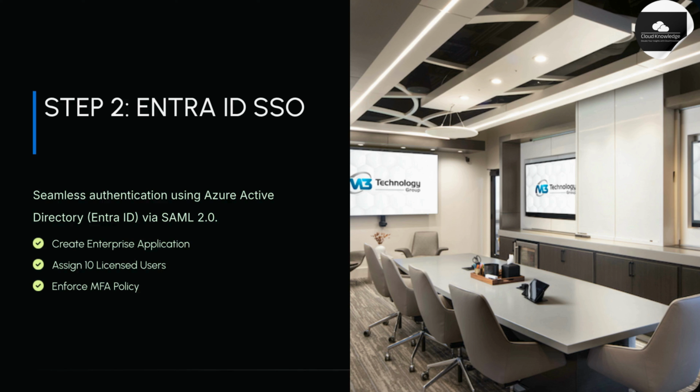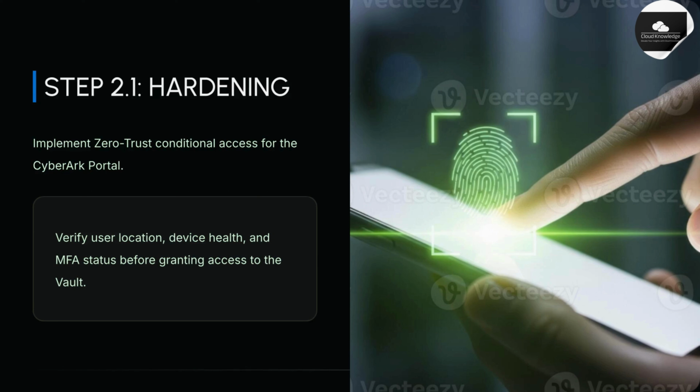Step 2 is implementing Entra ID single sign-on for seamless authentication using Azure Active Directory via SAML 2.0. This involves creating an application, assigning users, and enforcing MFA. Step 2.1 focuses on hardening by implementing Zero Trust Conditional Access. This verifies user location, device health, and MFA status before granting access to the vault.